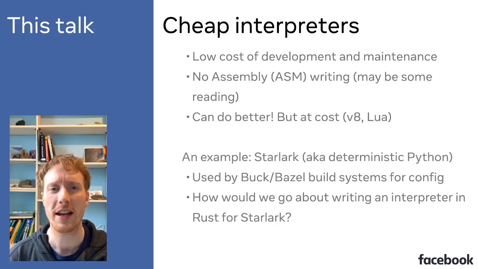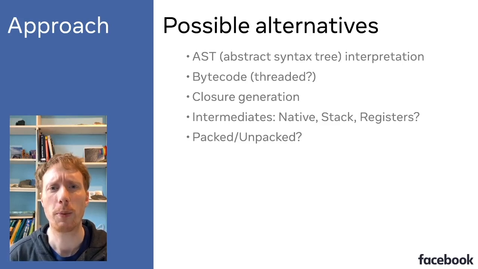As an example of where this technique might reasonably apply, consider the language Starlark, which is roughly deterministic Python. That's used by the build systems Buck and Bazel to describe the build graph that the build system then executes. It's more about writing interpreter configuration. How would we write an interpreter for this language in Rust with reasonable cost? So there are a bunch of approaches we can try. We can evaluate the abstract syntax tree, we can generate bytecode, and there are other approaches. And we're going to go through these in this talk.